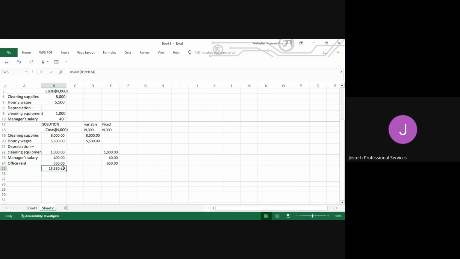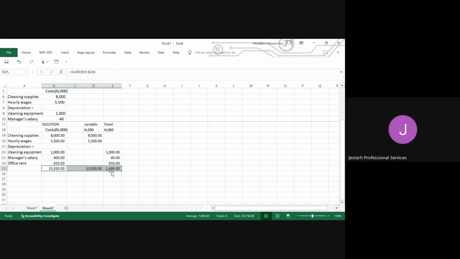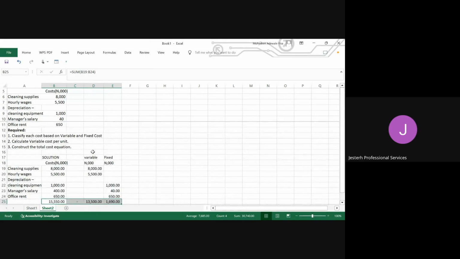Now the total cost that we are splitting into variable and fixed is this. The total variable cost is 13,500, while the fixed cost is 1,690. Now we have determined the total variable costs, and then they tell us from the questions.